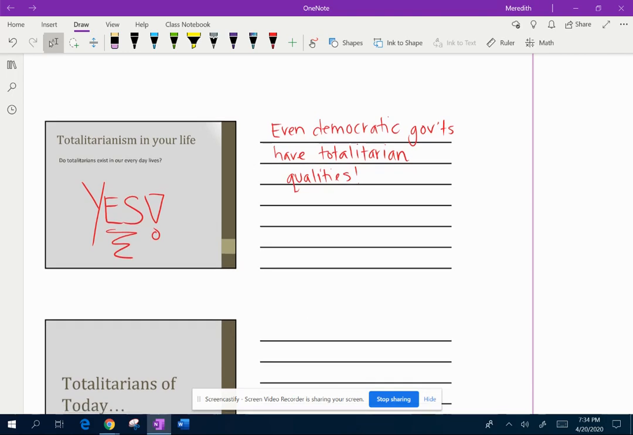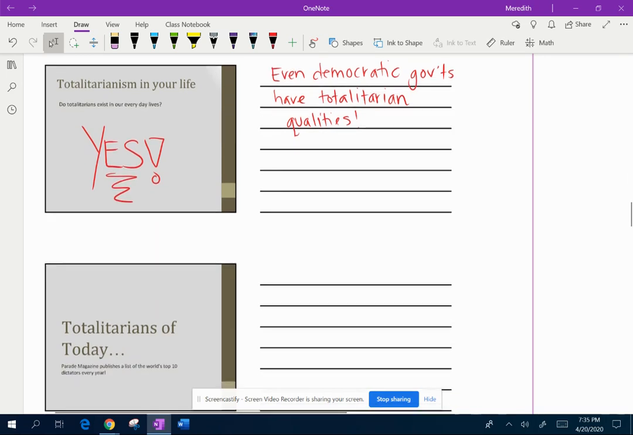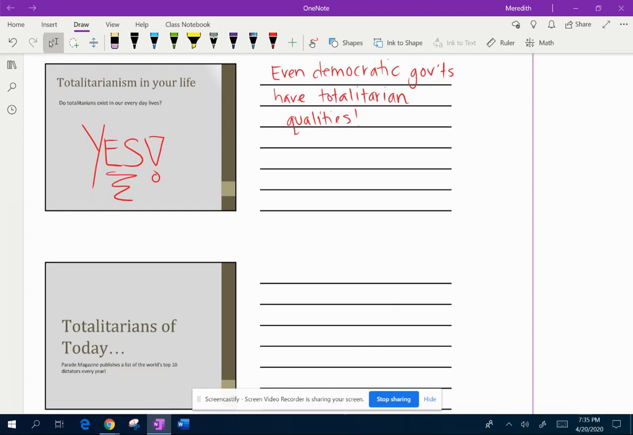But totalitarians exist in your parents, in your teachers, in your coaches, in police officers. In anyone who controls what you're doing in your own home and then in public places. We all do have totalitarians.